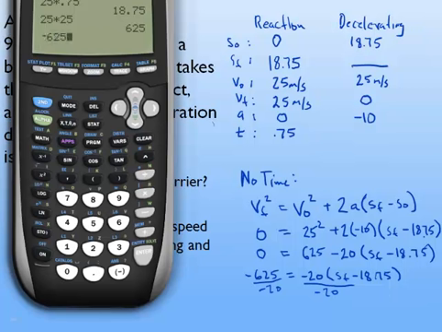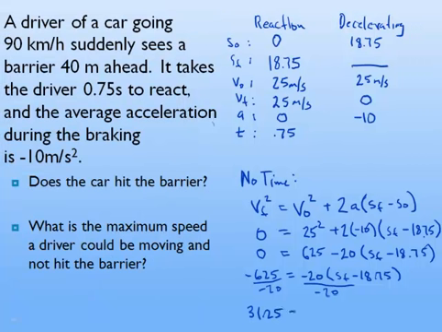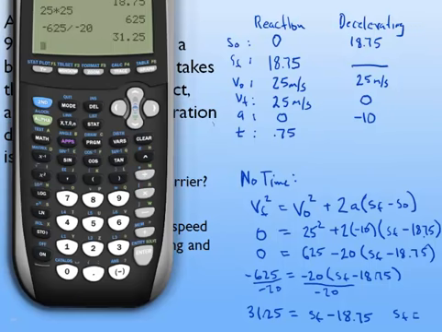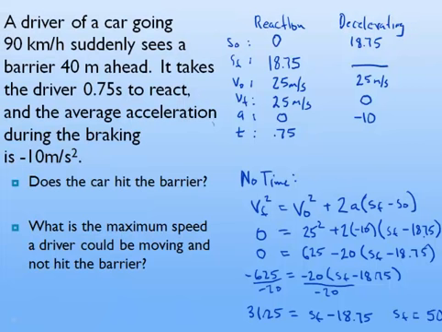That gives us 31.25, which is equal to the final position minus our initial position. If we add 18.75 meters to both sides, we get a final position of 50 meters, which means we indeed hit the barrier.